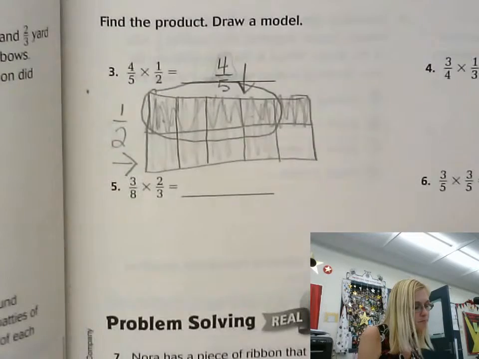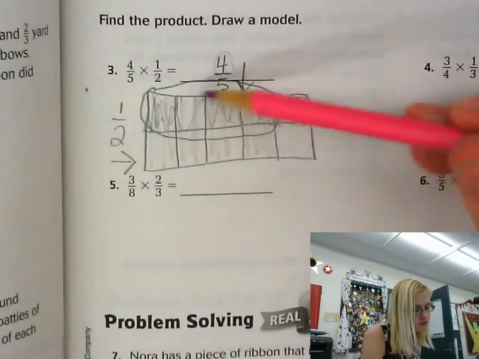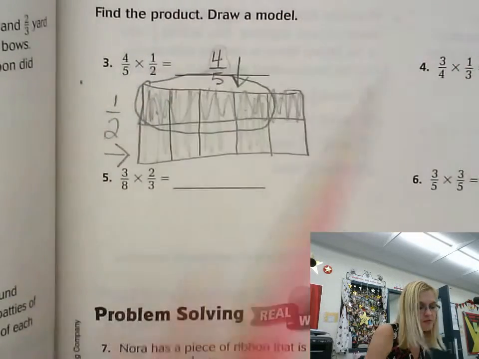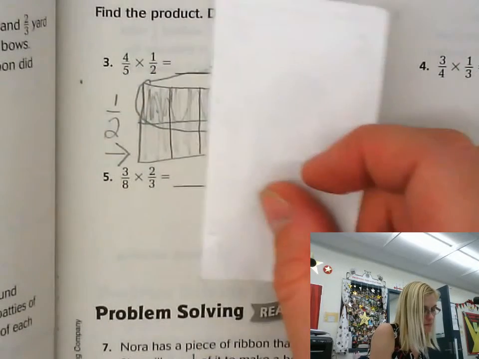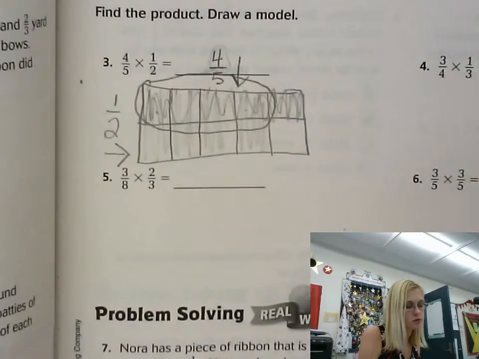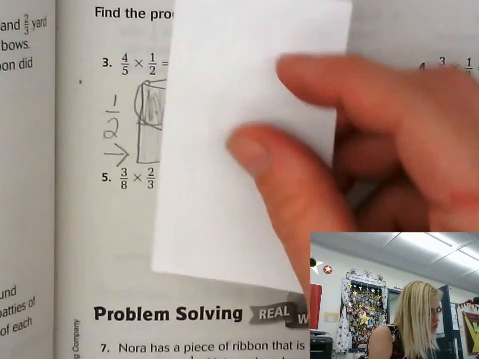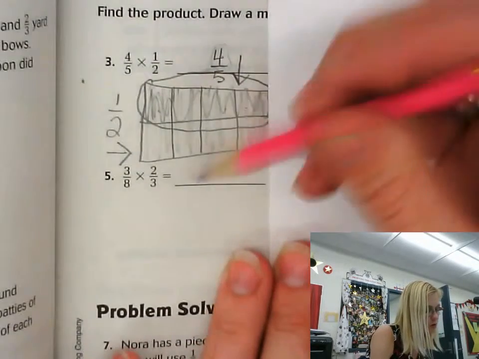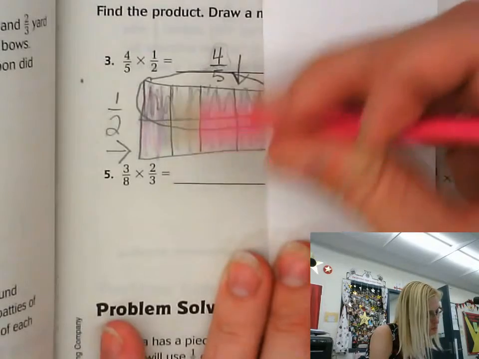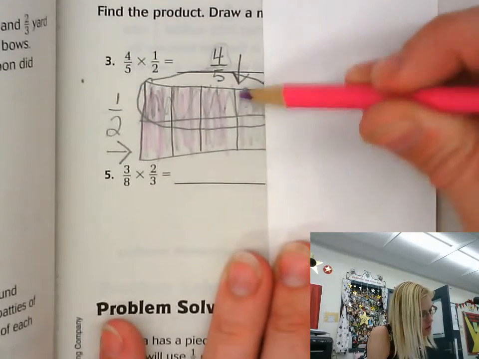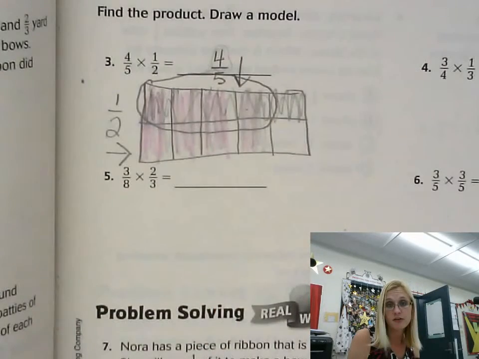All right, so again, going down, I divide it into fifths. 1, 2, 3, 4, 5. You can see the 5 sections. 1, 2, 3, 4, 5. And now I'm going to shade 4 out of the 5 sections. So I'm going to shade that one. That will be 2, 3, 4. I'm going to shade those 4 going down. So there's 1 section shaded, 2 sections shaded, 3, and 4. So I've shaded 4/5 of my model.